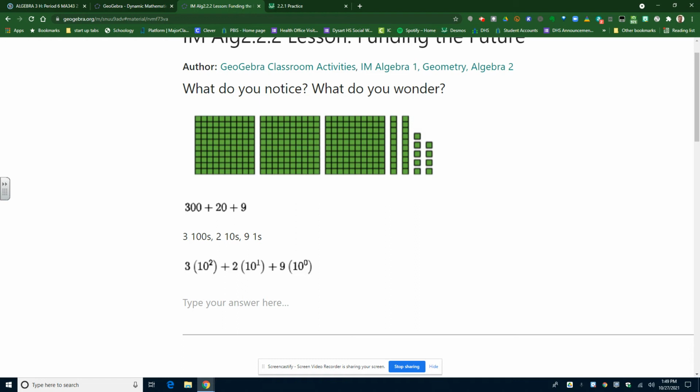Expanded notation. When you expand a number by its place value, we're taking it a little bit further than you did in elementary school, and we're going to take those place values and rewrite them as exponents or powers of 10. So 10 squared, 10 to the first power, and the little itty bitty ones, why is that 10 to the 0? Because 10 to the 0 is 1.